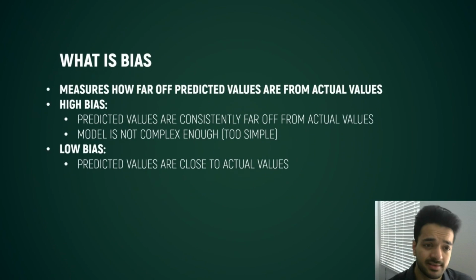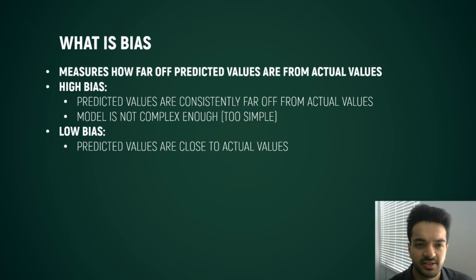So what is bias? Bias measures how far off predicted values are from the actual values. So for example, if you've got high bias, it would mean that predicted values are consistently far off from the actual values. And this would mean that the model is not complex enough, it's too simple. And if you've got low bias, it would mean that the predicted values are close to the actual values.